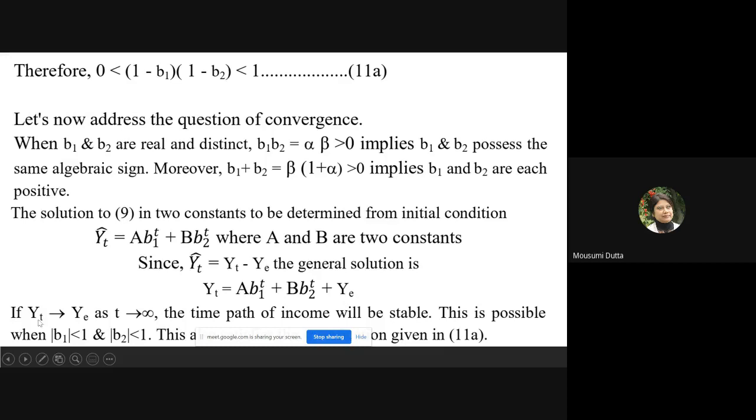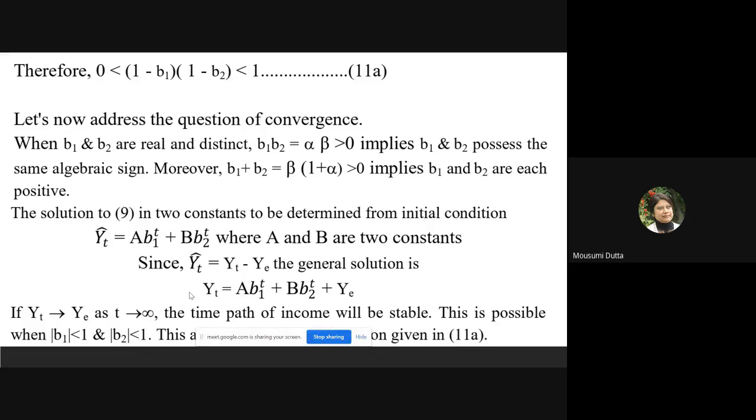Now, if yt, explain this portion once more. This yt hat equal to a b1 to the power t. We have to determine the time path of y. And from the basic idea of difference equation, to derive the time path of any variable, you need two components, the complementary function component and the particular integral component.